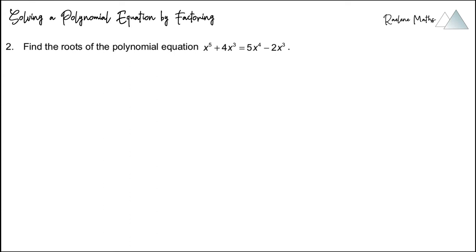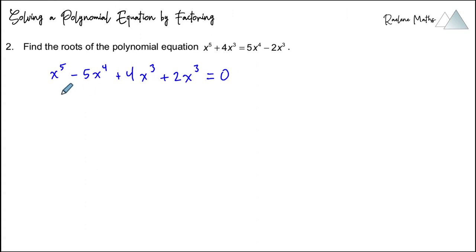Okay, in this question we're going to solve for the roots of the polynomial equation x to the 5 plus 4x cubed equals 5x to the 4 minus 2x cubed. We're going to do this by getting all the terms on one side and setting equal to 0. So we have x to the 5 minus 5x to the 4, putting the terms in decreasing order of exponent, plus 4x cubed minus a negative, so plus 2x cubed, all equal to 0.